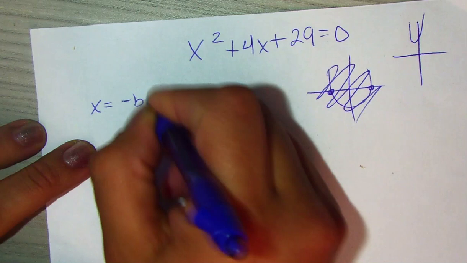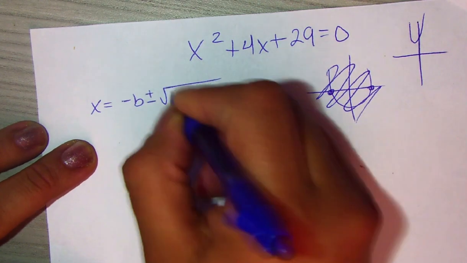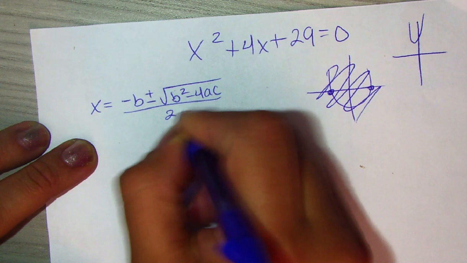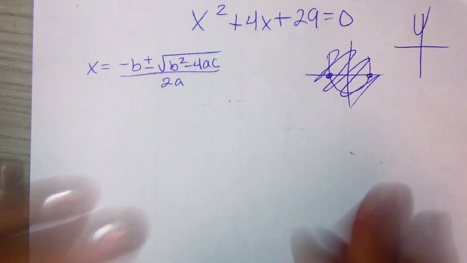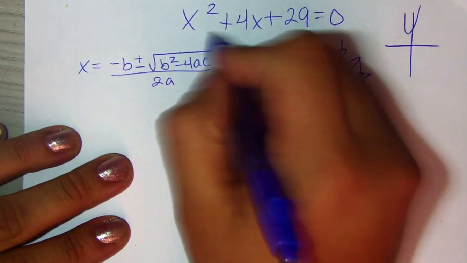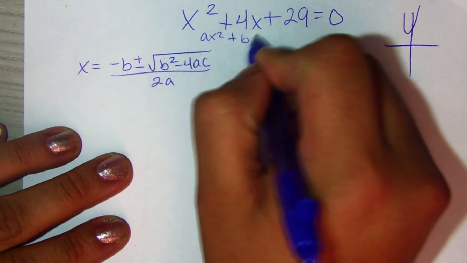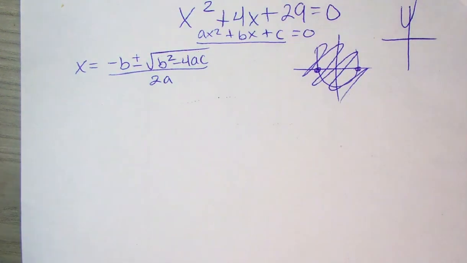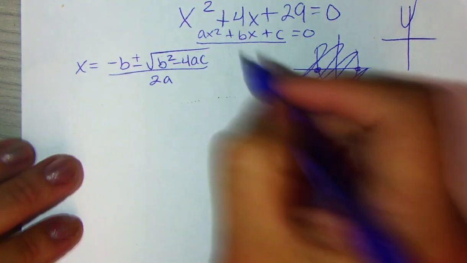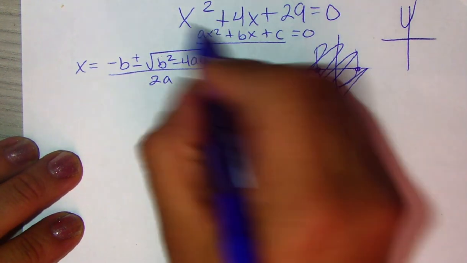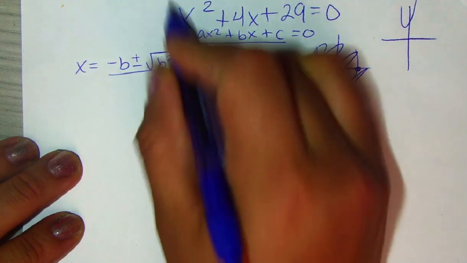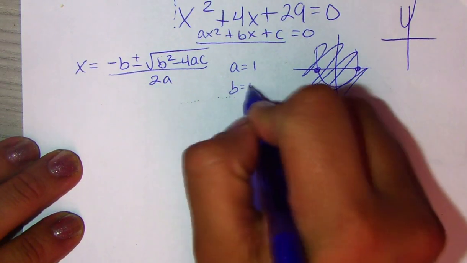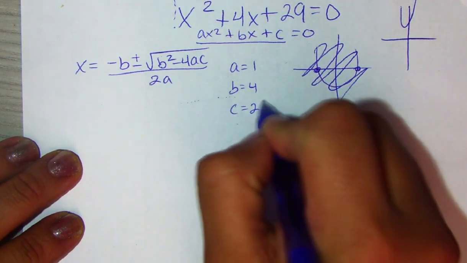So we're going to use negative b plus or minus the square root of b squared minus 4ac, over 2a. So the first thing we need to do is make sure that this is in ax squared plus bx plus c equals 0 form, standard form. And it is. So we are going to select our a value. Our a value will be 1, because that's an imaginary 1 right here in the front. B value will be 4. C value will be 29.